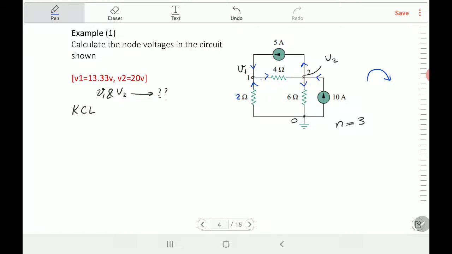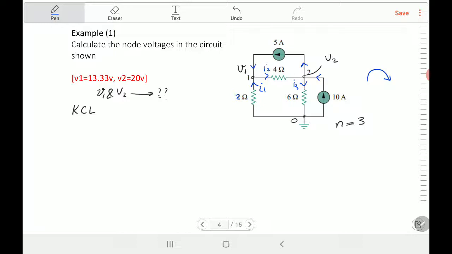This one, you don't know it. You'll just give it any symbol, like I1, I2, I3, I4, whatever you want. Let's say this current is I1, and this current in the 4 ohm is I2, and I3. You don't have to assume I4 or I5 here because you know it's 10 ampere.